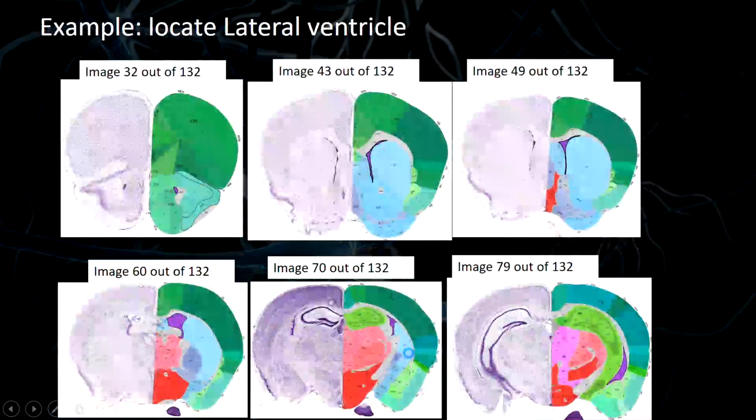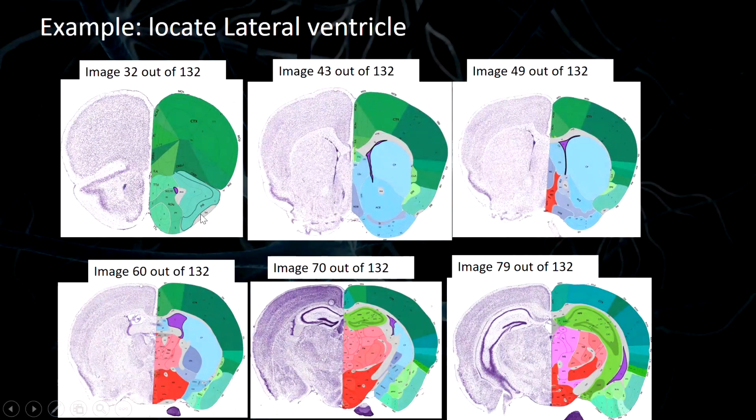Okay, next one. Lateral ventricle. For the first slice, there's a very small, tiny lateral ventricle in here. Matched to the other side, that's this one here. You probably don't even see it. From image 43, you will see a big lateral ventricle, like a crack. When we get to image 60, the lateral ventricle becomes bigger, and at 70 it becomes this one. At 79 you still have lateral ventricle in here. So on this side it is somewhere in here.